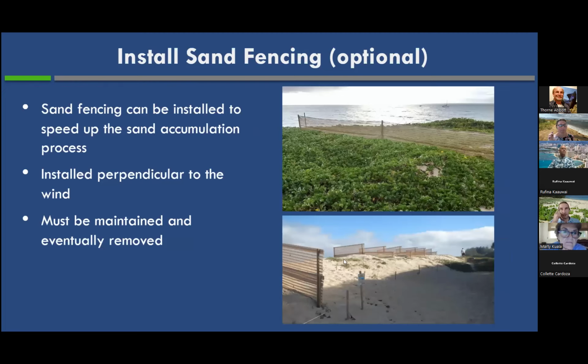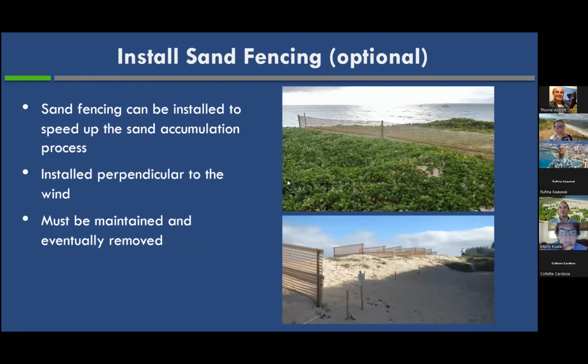So the next couple of tools in our kit are considered optional. It really just depends on how quickly we want a dune to become established. Just eliminating the foot traffic is often all that needs to happen, and then those dunes can start to rebuild and the native plants will come on their own. We can plant the plants to make it go a little faster, and then this is another option.